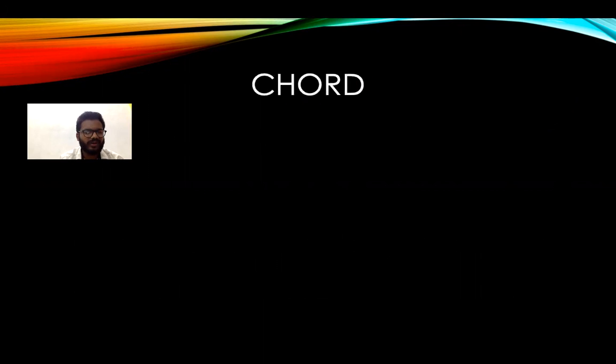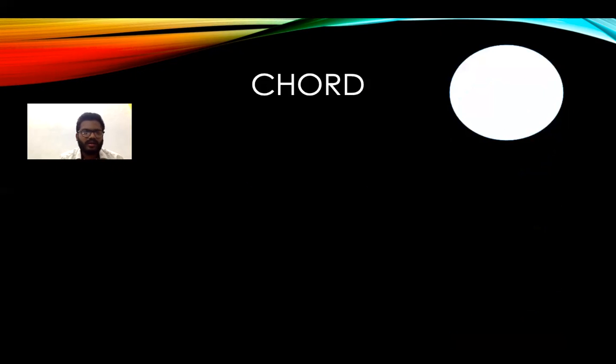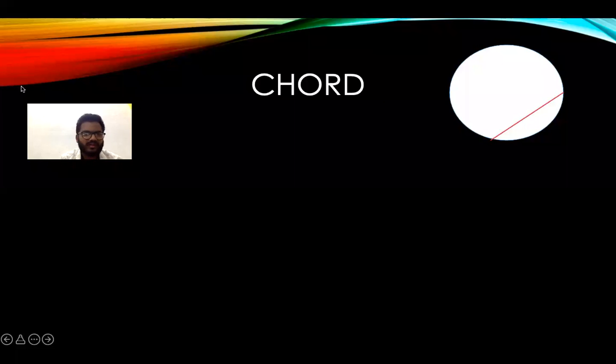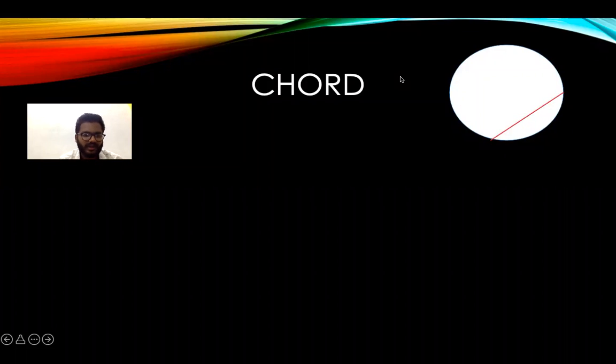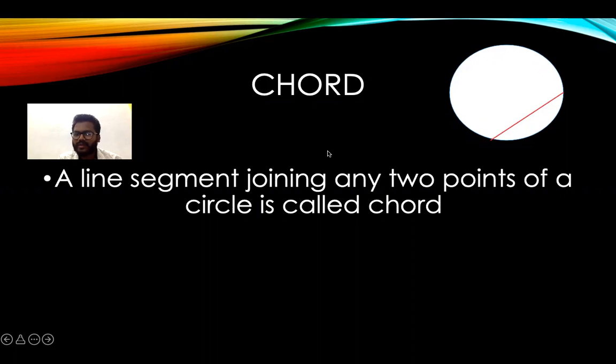Now let us see what is a chord. See here what I did: I have a circle and I joined two points of the circle with the help of a line segment, right? And this line segment we call a chord. What is a chord? A line segment joining any two points of a circle we call a chord.